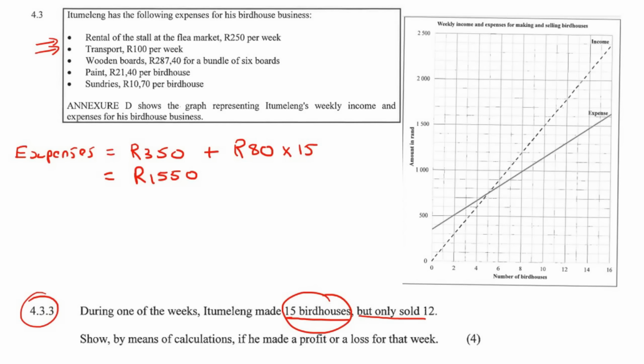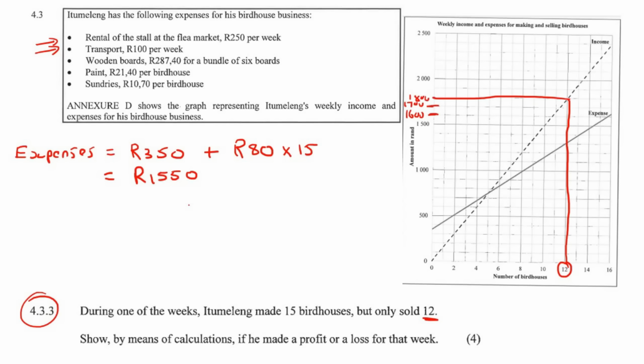Now we need to try to see what his income will be. Okay, so now we know that he sells 12 birdhouses. So we can go to 12 on this table, this annexure, and we can go up here to the income, and then we can go across. Now you can't really read it off, but this would be 1,600. This would be 1,700. Then this would be 1,800. So his income from the graph, we can say 1,800.